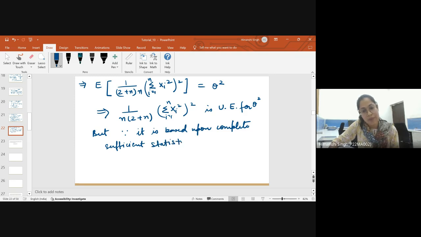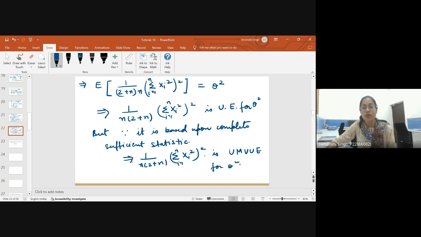Now it is based upon the complete sufficient statistics. So this implies that 1 upon n into 2 plus n, summation xi square whole square, i going from 1 to n, is the UMVUE for theta square. This is basically the role of the complete sufficient statistic: if our estimator is based upon the complete sufficient statistic and it is unbiased, then it will be of minimum variance, which we have already studied in the result. So we have used that result in this example in order to find the UMVUE for theta square.